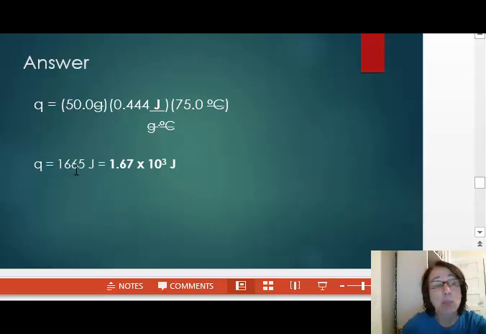1,665. Since I multiplied these measurements, my final answer will have as many sig figs as the measurement with the least amount of sig figs. Since each measurement has 3 sig figs, my final answer must have 3 sig figs. Thus, I need to express this answer in scientific notation as 1.67 times 10 to the third joules.